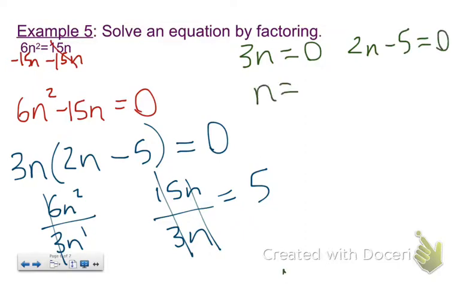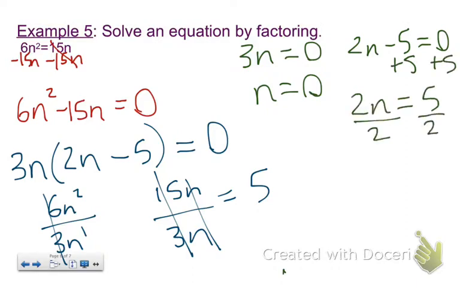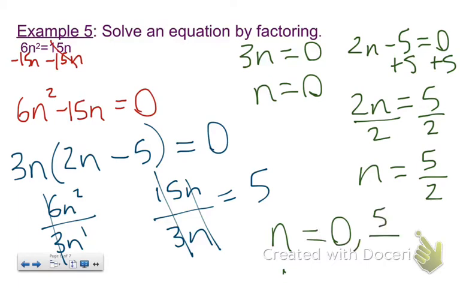Here I just get n equals 0, and here I'm going to add 5 first. I get 2n equals 5, then divide by 2, and n equals 5 over 2, or 5 halves. And that's fine, we can just leave it as a fraction. So in this case, n equals 0, and n equals 5 halves. And that is it for this section.